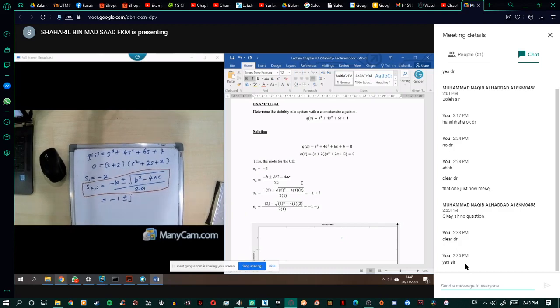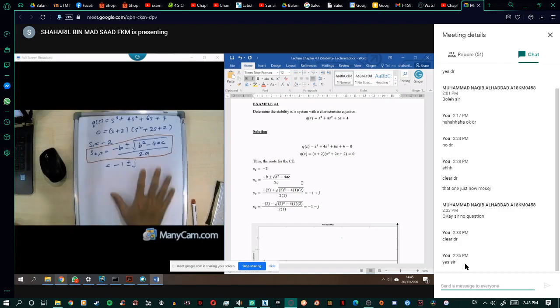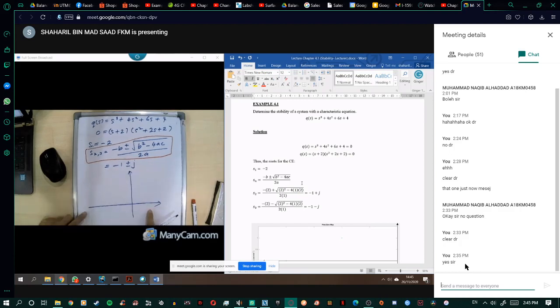So how do we draw these roots? When we want to look at whether our system is stable or not, one of the methods is drawing on two axes: the imaginary axis and the real axis. So now you have minus 2.